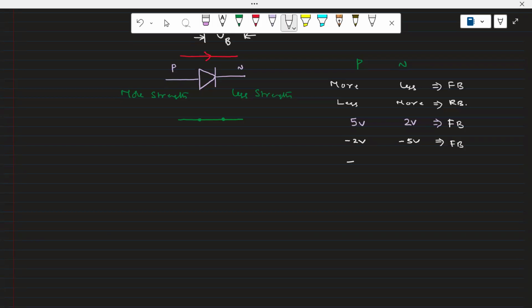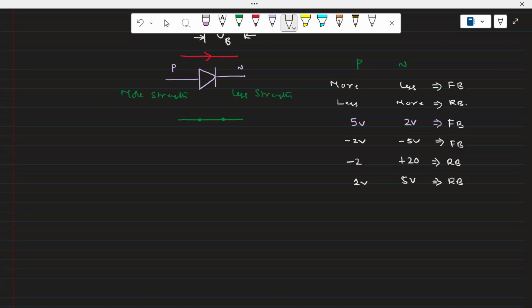Now, for example, minus 2 and plus 20. Of course, we should not apply that much. Definitely. Let us, for the argument's sake, say we are applying 20 volts. What will it be? It is in reverse bias because the N side is stronger than the P side. For example, something like this: 2 volts and 5 volts. And what can we say? It is also reverse bias.